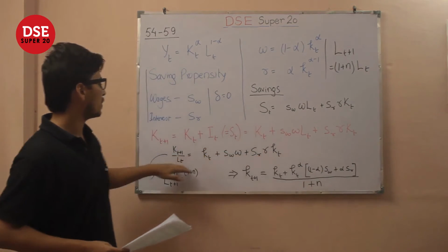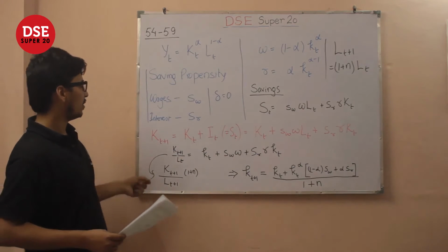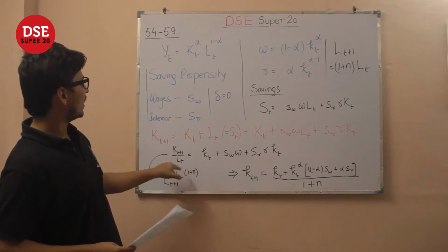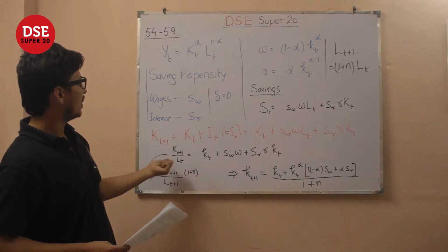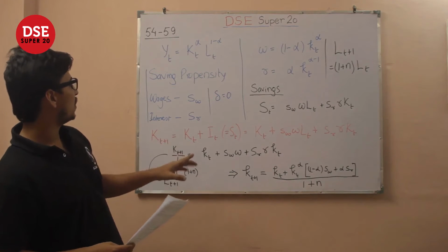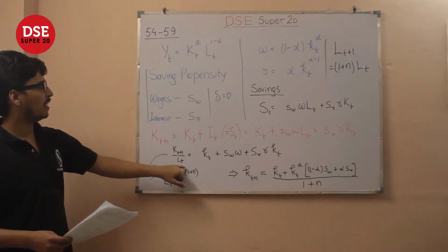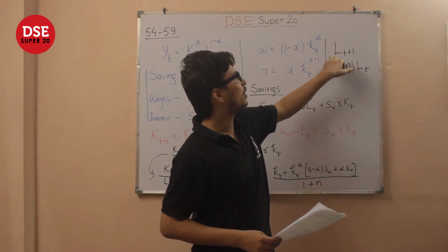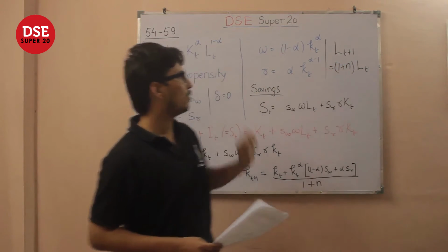So this is the expression here. Now this term, kt plus 1 upon lt, is not well defined, so we have to change it. We have to do a little change here, and we will replace this lt from this equation. We can write lt is equal to lt plus 1 upon 1 plus n.